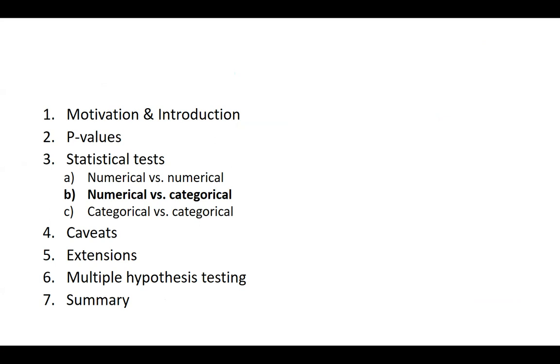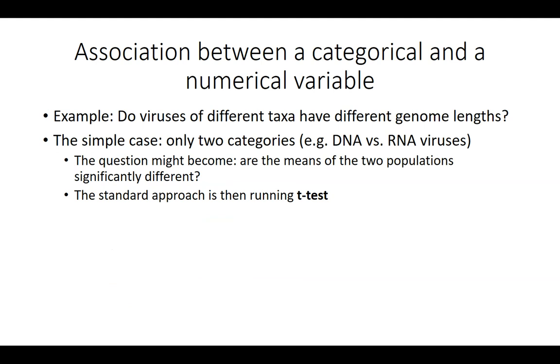So we covered the topic of numeric versus numeric tests. And now let's speak about numeric versus categoric. As an example for this type of test, let's ask a question whether viruses of different taxonomy groups have different genome lengths. And if we want to simplify it even further, the simplest case we can ask is what happens if we just have 2 categories. So let's say we just want to compare DNA viruses to RNA viruses and ask whether they have different lengths.